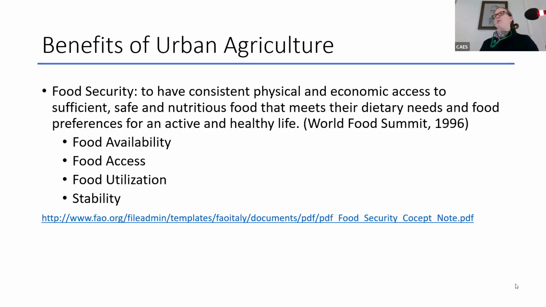Food utilization is also an issue, and this includes cooking practices, whether or not there's clean water to keep the food safe so that it can be prepared in a safe manner. And then stability, that's that consistent access. Interruptions to access can cause periodic food insecurity. And we kind of got a good look at that in the past year and a half with the COVID pandemic and the lockdowns and the issues we had with the food supply chain.